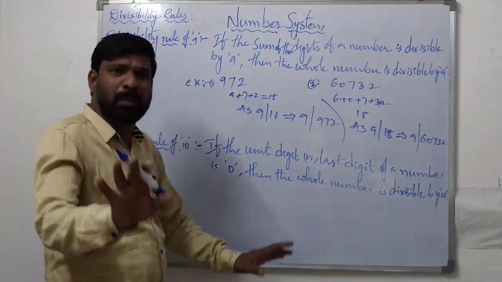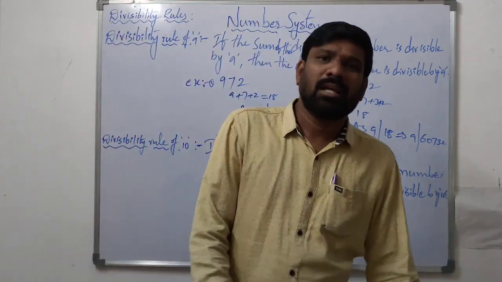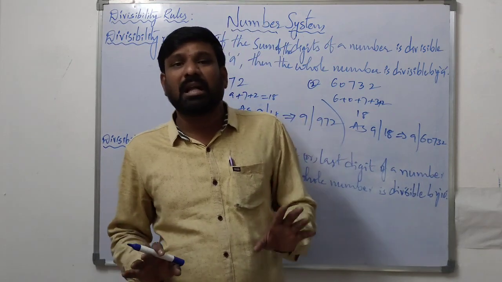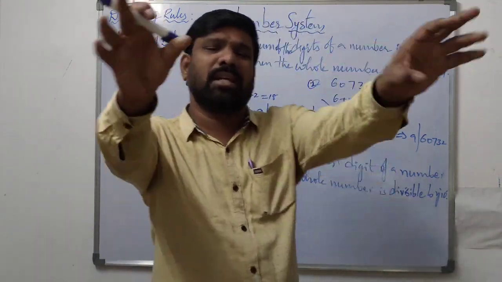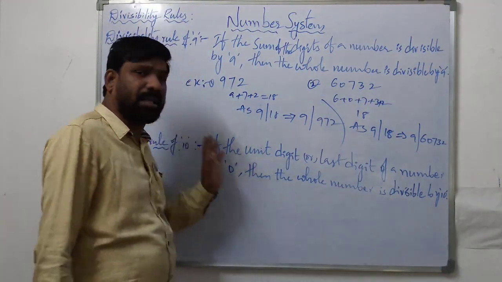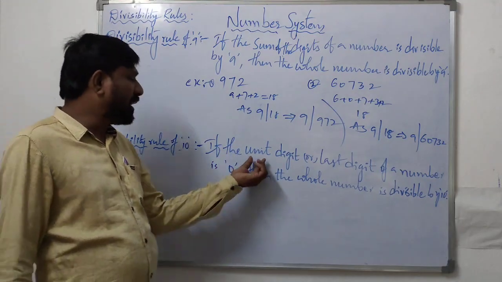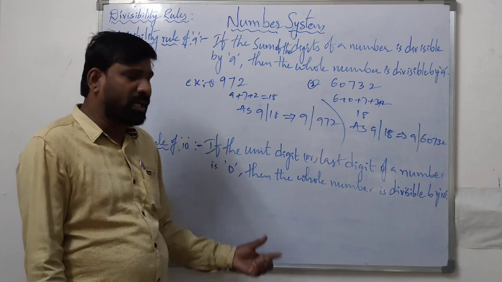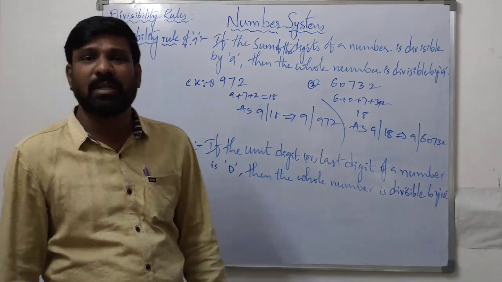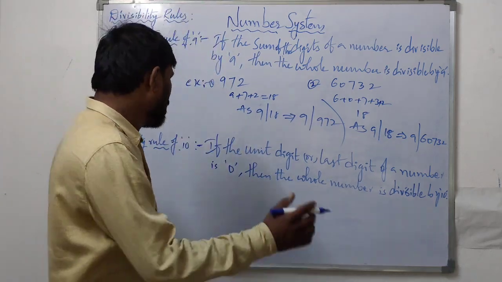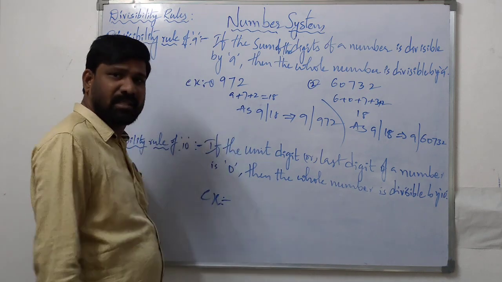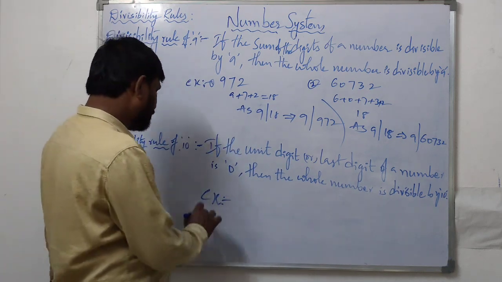Now come to the divisibility rule of 10. It's very simple. If any number ends with 0, blindly we can say that the number is divisible by 10. Ends with means the unit digit or last digit. If the unit digit or last digit of a number is 0, then the whole number will be divisible by 10. Any LKG child can say this.